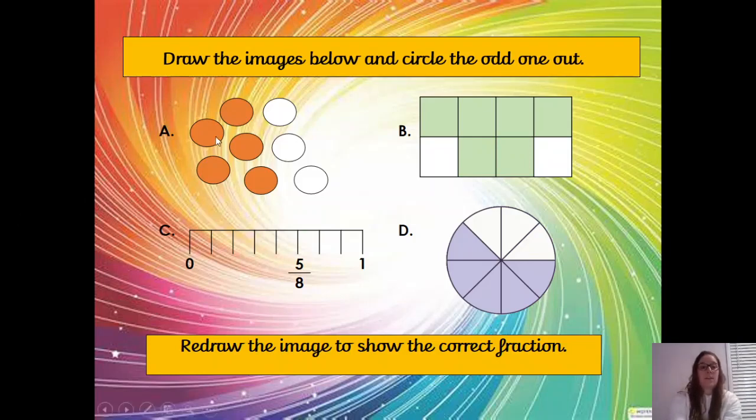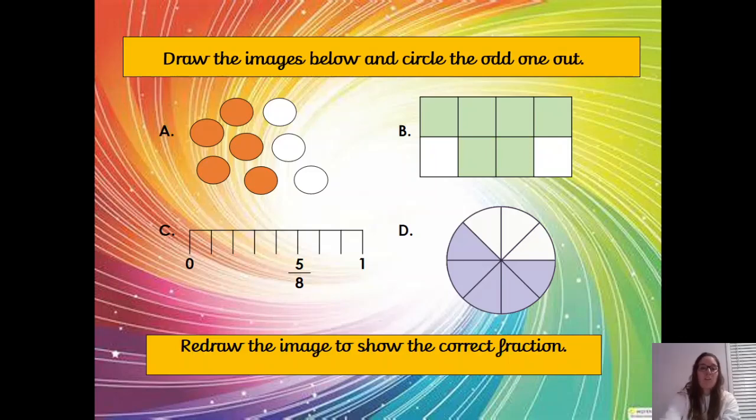Okay, so if we look here, we've got 1, 2, 3, 4, 5, 6, 7, 8. So all the denominators are correct. They're all the same, so they're all out of 8. But do they all show 5/8? Okay, pause the video now and then come back when you're ready.